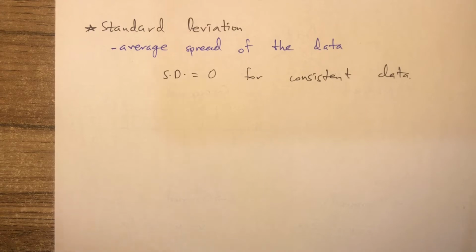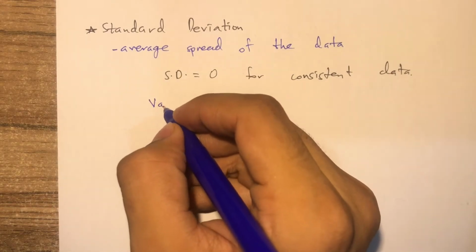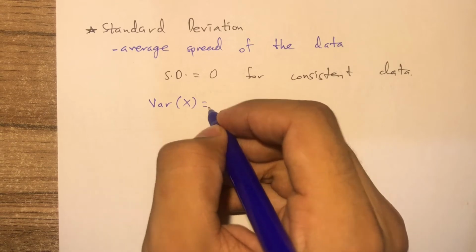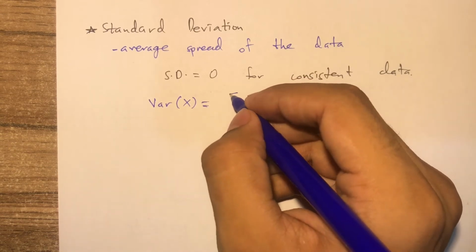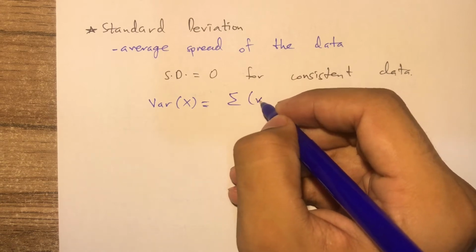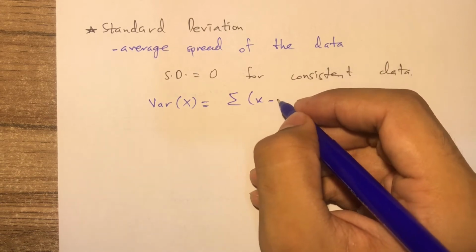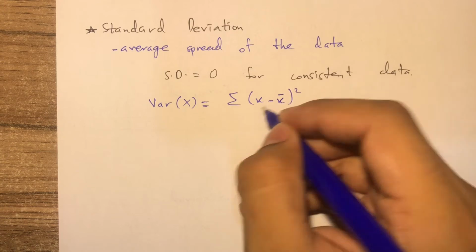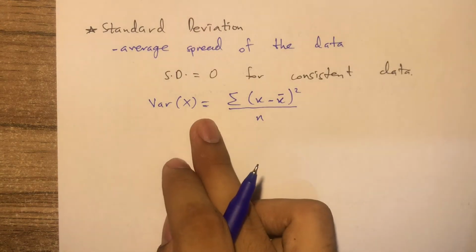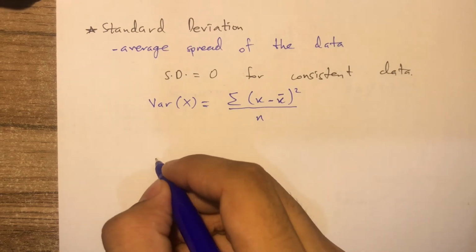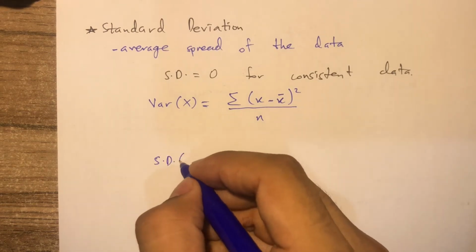we can't find the standard deviation directly. First we have to find the variance, and the root of the variance is the standard deviation. So for the variance, the formula that we have, variance of x, if the data is x, the variance of x will be equal to sigma x minus x bar whole square upon n. This is the formula for variance. And then standard deviation is the root of the variance.